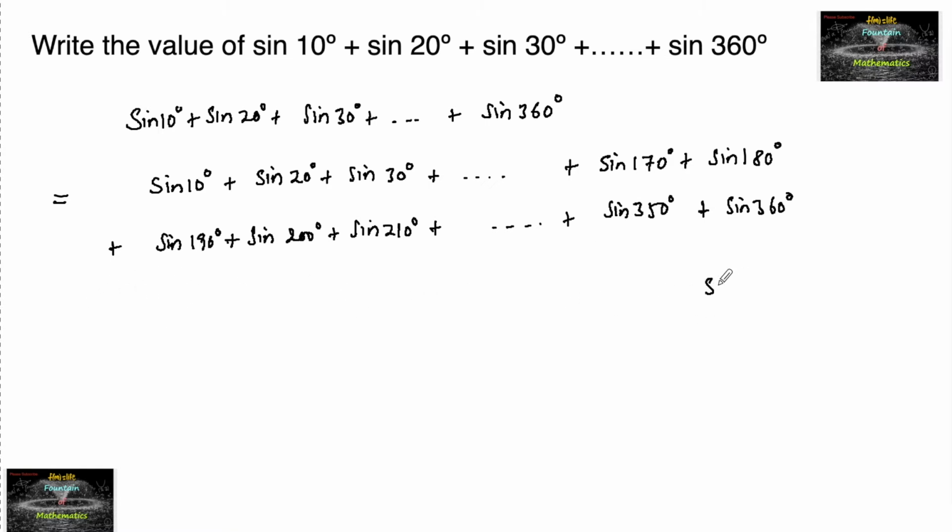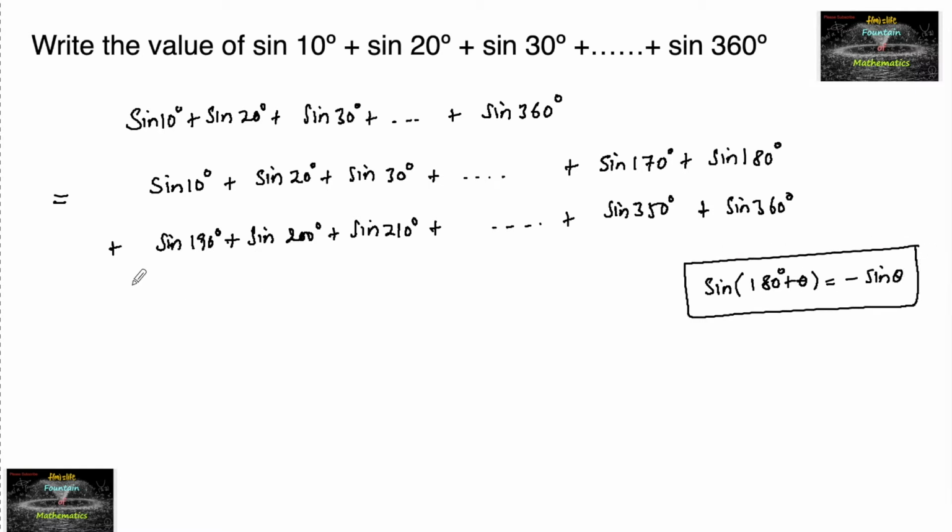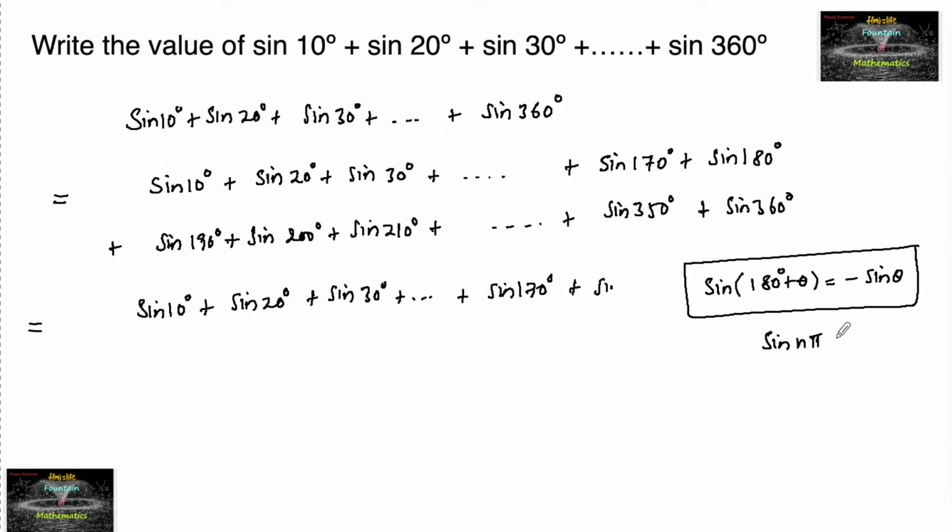And also we know that sin of 180 degrees plus theta is equal to minus sin theta, since 180 plus theta is in the third quadrant, and in the third quadrant sin is negative. So for 190 degrees we can write it like, first sin 10 degrees plus sin 20 degrees plus sin 30 degrees and so on to sin 170 degrees plus sin 180 degrees. Sin 180 value is, since we know that sin of an integral multiple of pi, sin n pi is equal to 0 for any integer n. So sin 180 also we can take as 0.